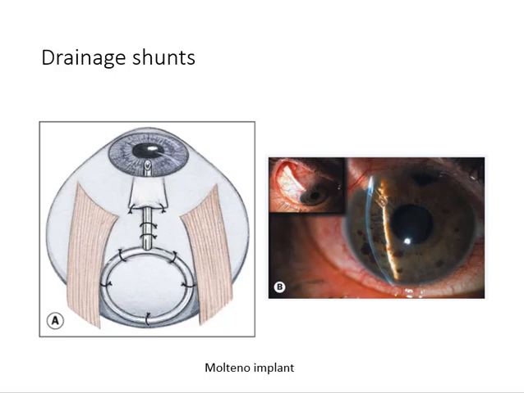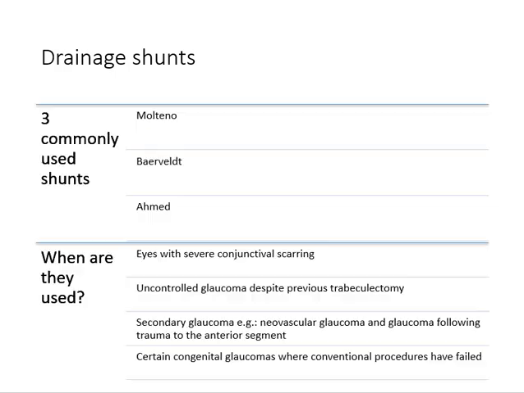On the right hand side, you'll see a picture of the Molteno implant in the eye of a patient, and you can see the tube just sticking out there in the anterior chamber on the top left hand side. Now the top little insert picture shows how that tube travels posteriorly. There are 3 commonly used shunts, and they are called the Molteno, the Baerveldt, or the Ahmed, and I suspect they're all named after the person that invented them because they're fairly new techniques, I guess.